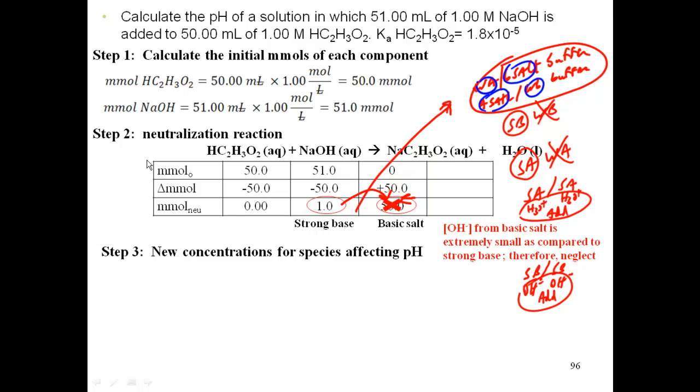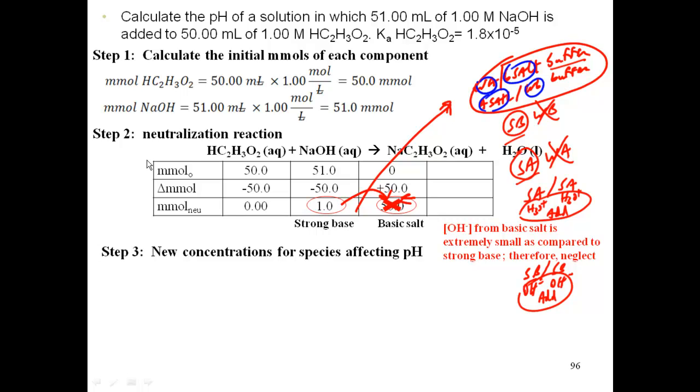These are the scenarios that you're going to run into. You're going to run into a buffer. You're going to run into buffer problems. You're going to run into a strong, weak base, so you just worry about the strong one. You're going to run into a strong acid, weak acid. Worry about the strong acid. You're going to run into strong acids. Just add up the hydroniums. Strong base, add up the hydroxides.